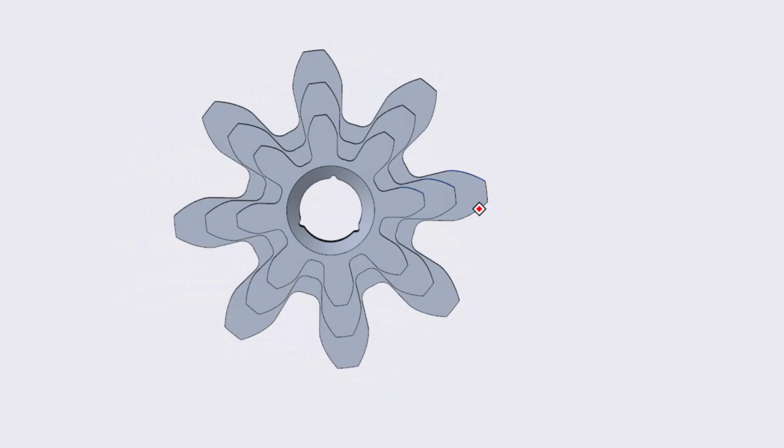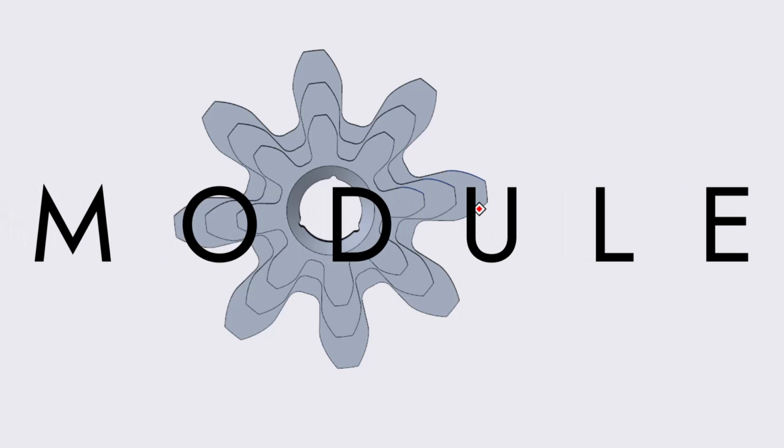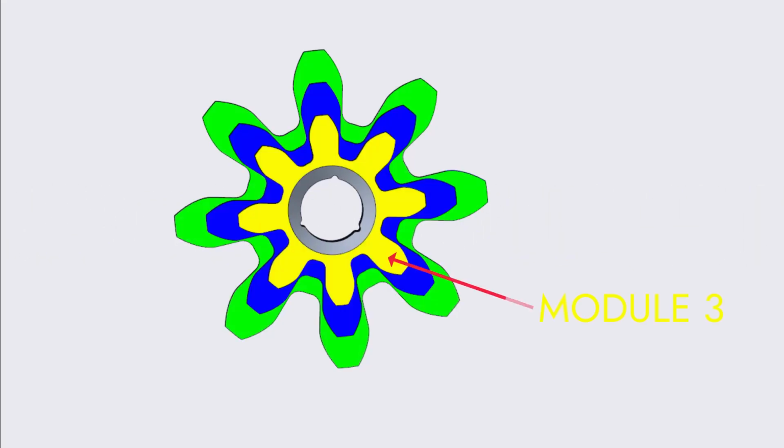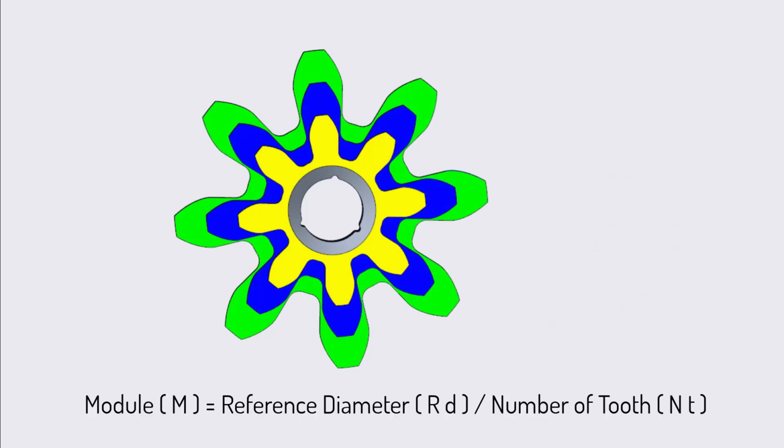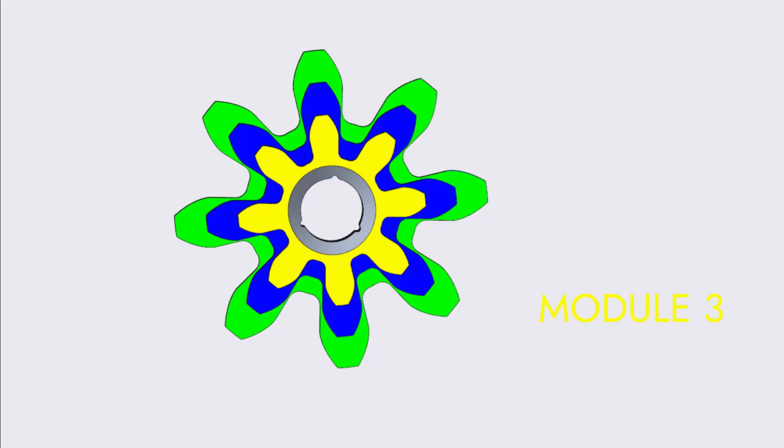We have 3 gears with different sizes, where the only difference is a parameter called module. The yellow gear has module size 3, the blue gear has module size 4, and the green gear has module size 5. So, the module changes the size of the teeth, and in a gear rack, it needs to be the same between each gear. So, for our gear construction, we'll define module size 3.